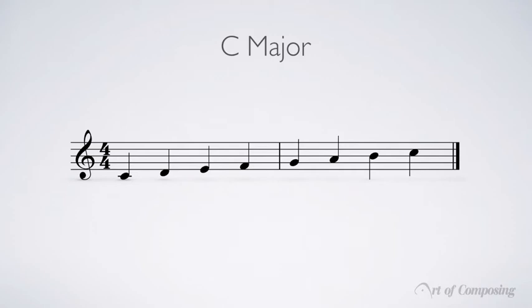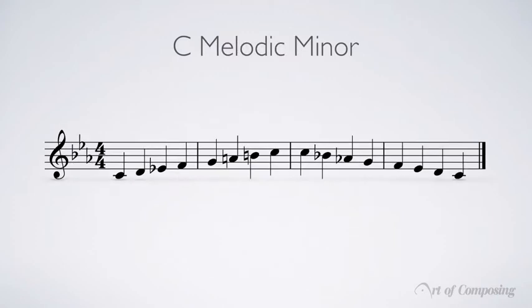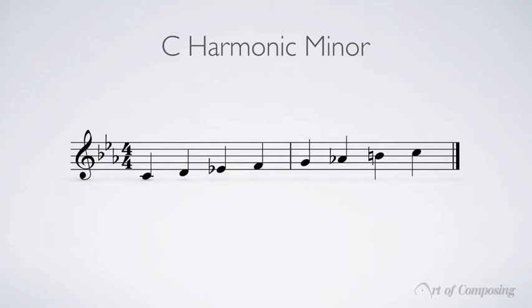The other important scales are the minor scales. Now, I won't go over minor scales in detail right now, as they'll be covered later in another lesson. So I'll just quickly play them so you know that there are more than one minor scale. The first one is the natural minor scale. The next one is the melodic minor scale. And then the last one is the harmonic minor scale.